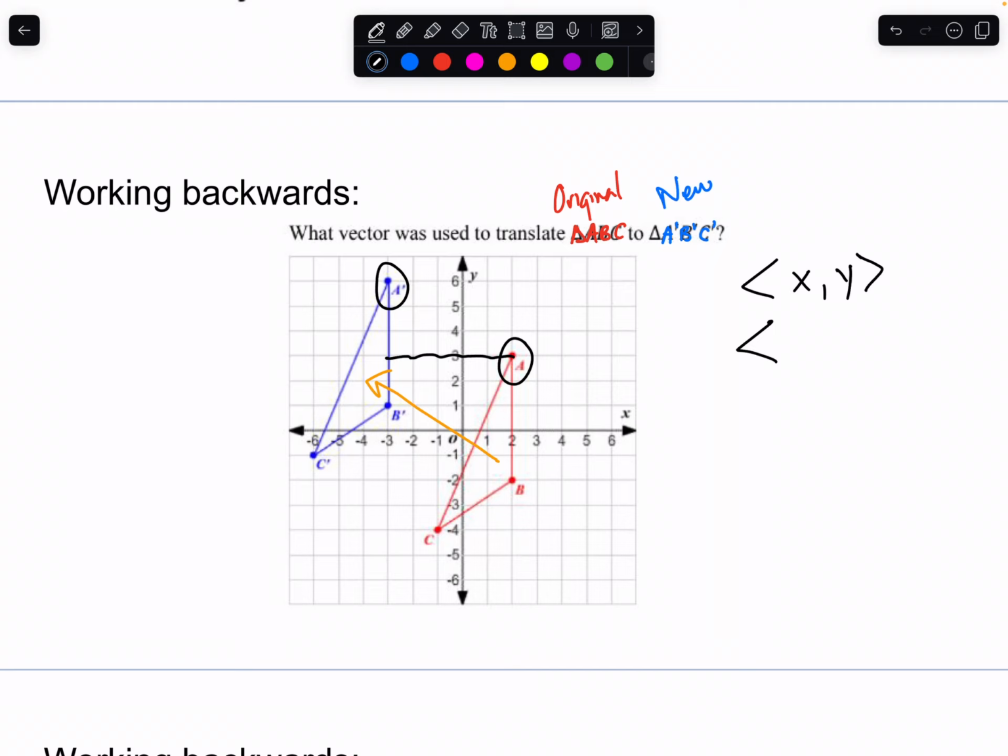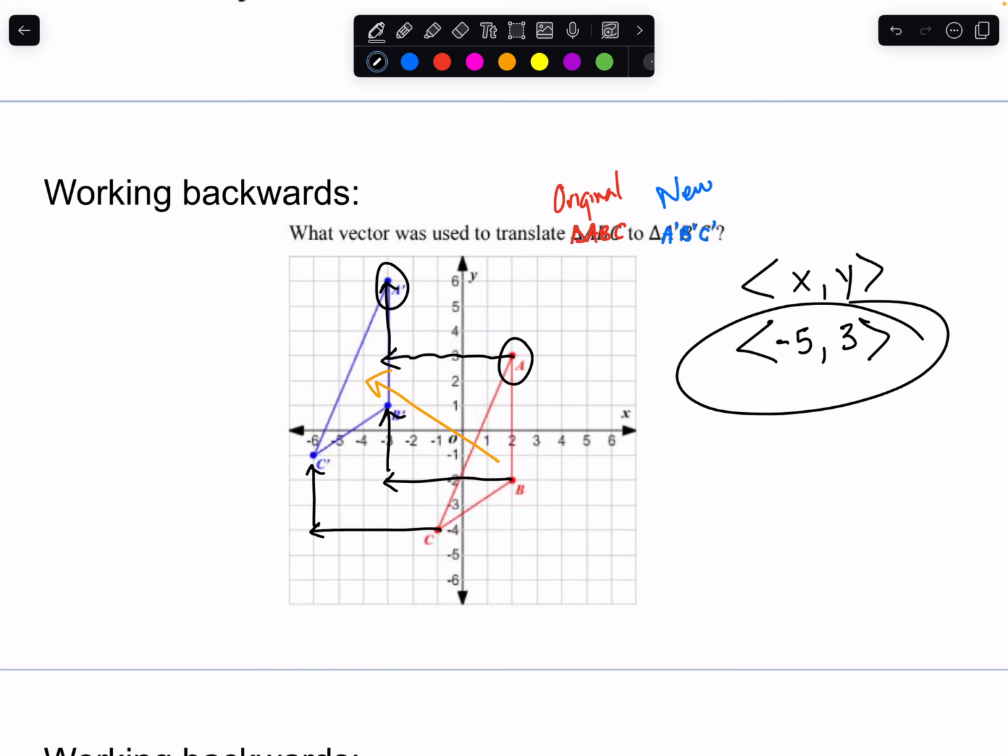In the x direction, we moved negative 5 units, 5 units to the left. In the y direction, we moved up 1, 2, 3. So it's going to be positive 3 since we're moving upward. And I can check for all of them, right? I can move to the left, and then I move up 3 units, or I move this one to the left, and then up 3 units. They're all going to follow this exact same vector.